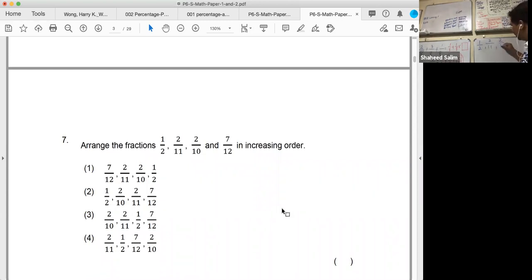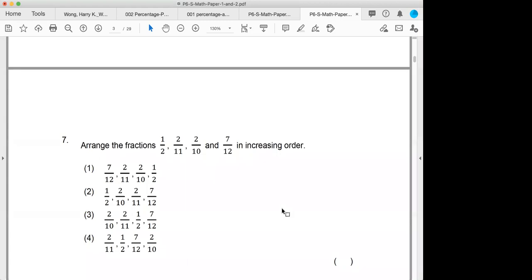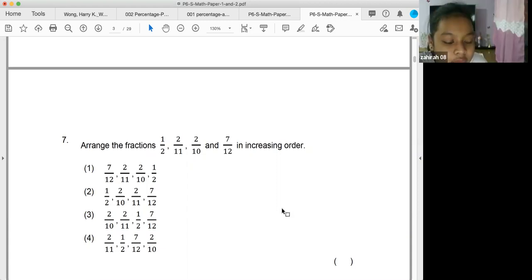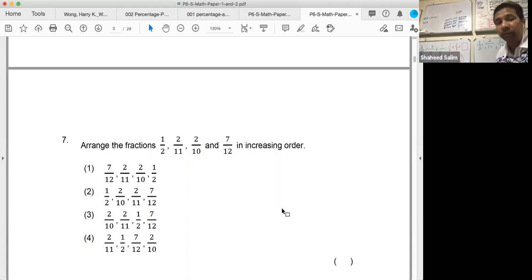Answer is number two. Now, between 2 over 10 and 2 over 11, which one is smaller? 2 over 11. Remember, the denominator is bigger if the top is the same, so it cannot be that.